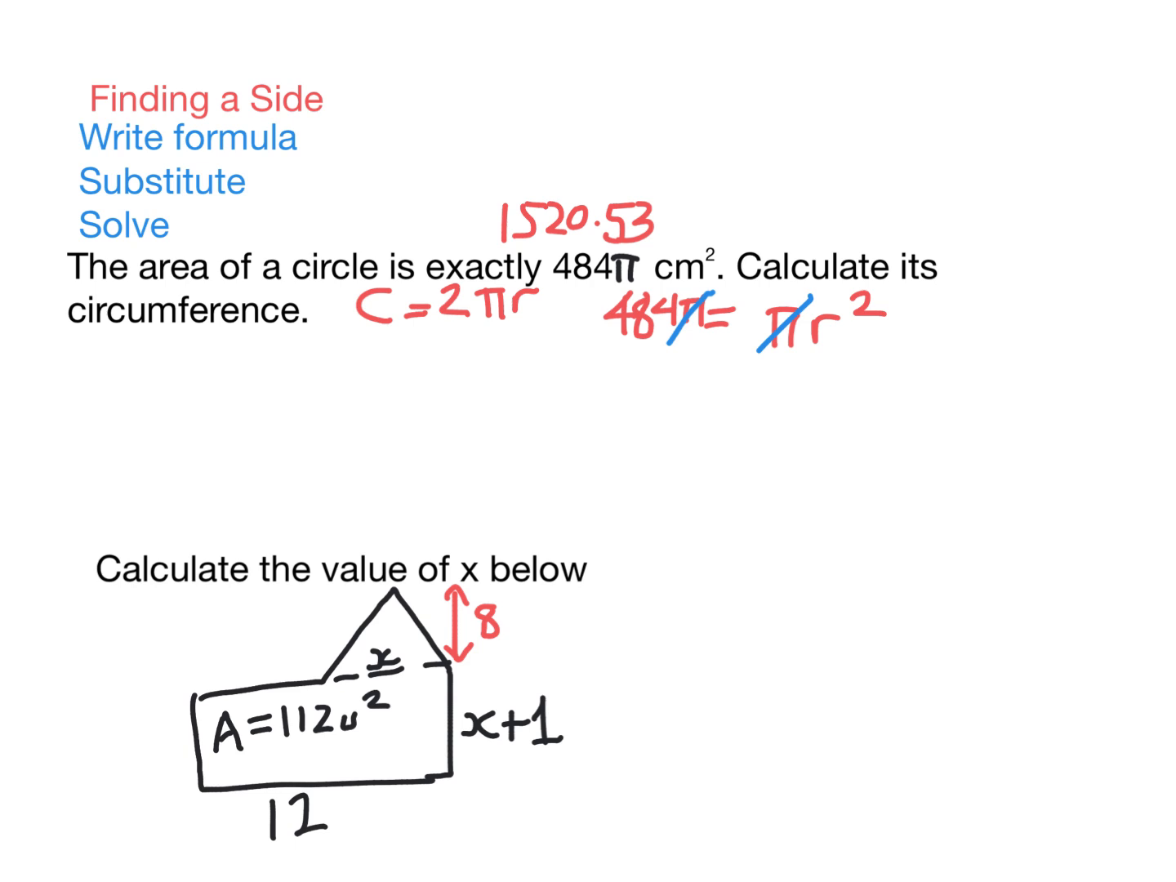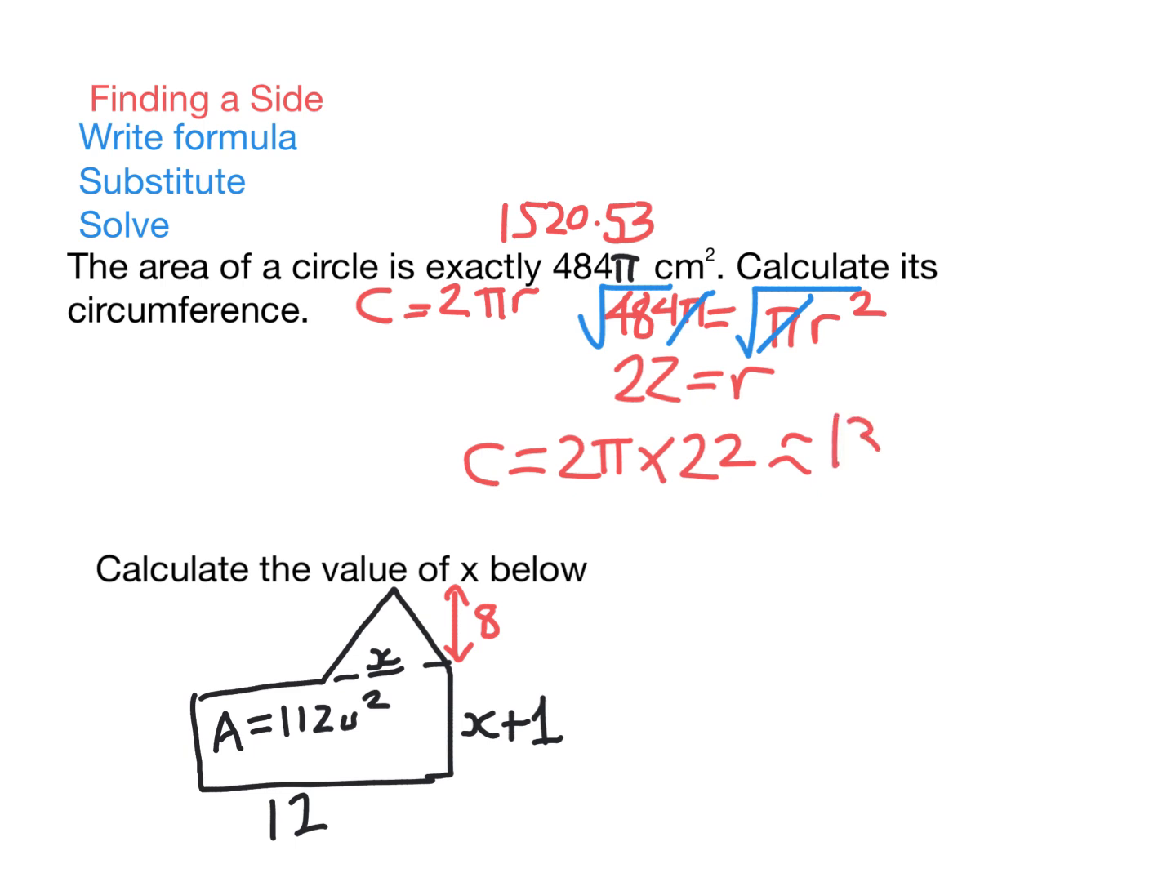So I can simply square root the left-hand side as long as I also do it to the right-hand side. What you do to one side, you must do to the other. So square root of 484 is actually 22. I have found the radius of this circle is 22. So its circumference is just 2 times pi times radius, and you can put that straight in your calculator. You get about 138.23, and it will be in centimeters because this was centimeters squared.